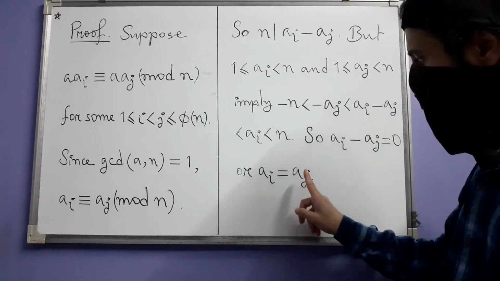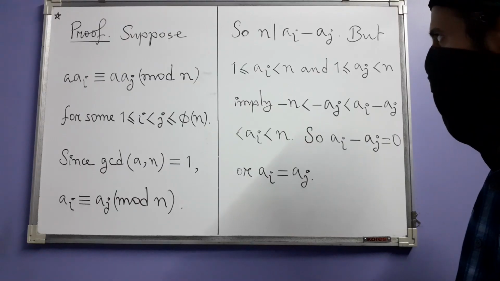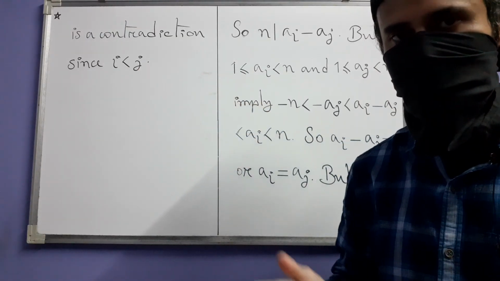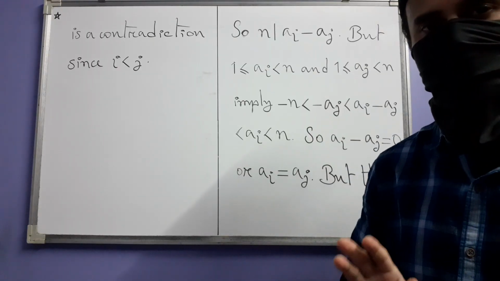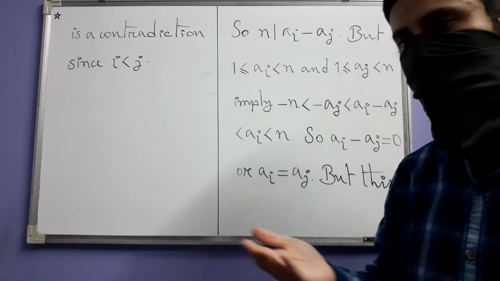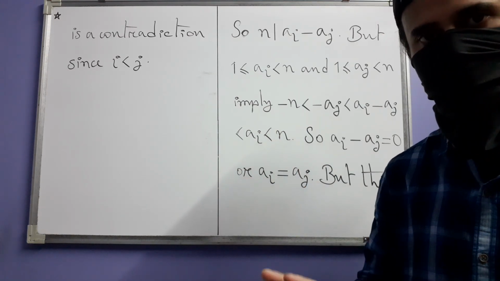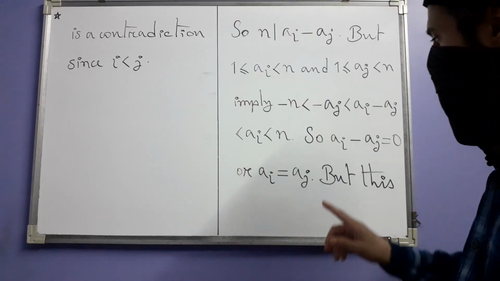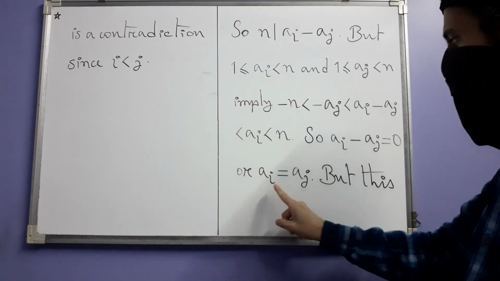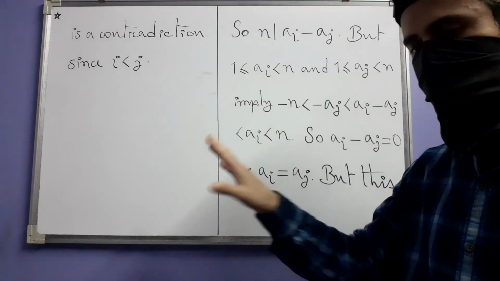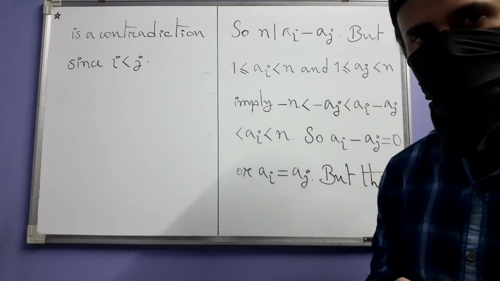So a_i is equal to a_j. But this is a contradiction, since i and j are distinct. i is less than j, but the point here is that i and j are distinct, and those numbers a_1, a_2, they are the numbers which are positive integers less than n, relatively prime to n. So they are distinct. So if i and j are different, how can a_i and a_j be the same? So that means our initial supposition must be wrong.